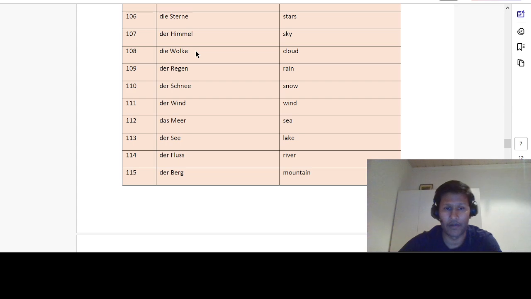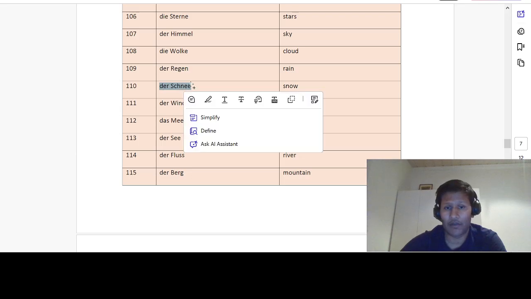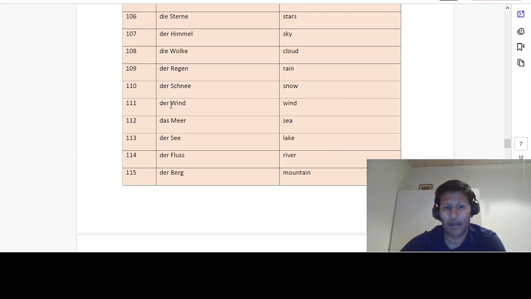Der Regen, that is rain. You would have heard about umbrella, Regenschirm, but here we are talking about der Regen, rain. And der Schnee, snow. And then we have der Wind. Wind is called der Wind, the same, right?